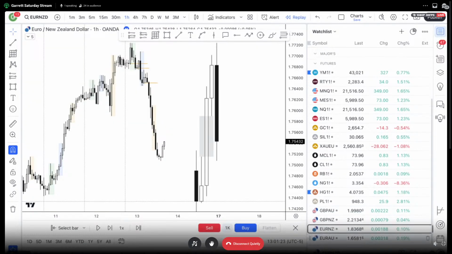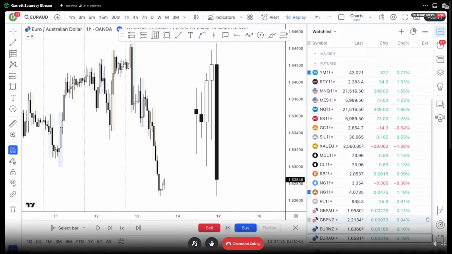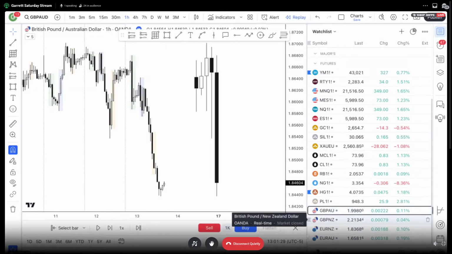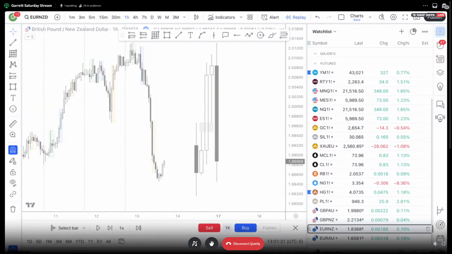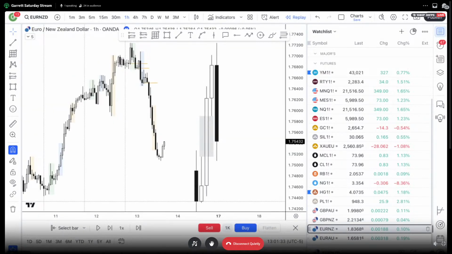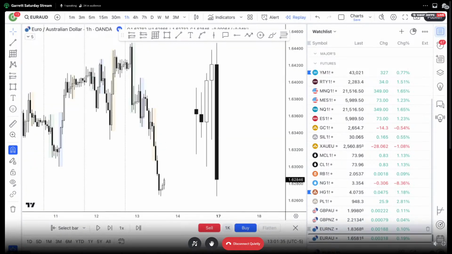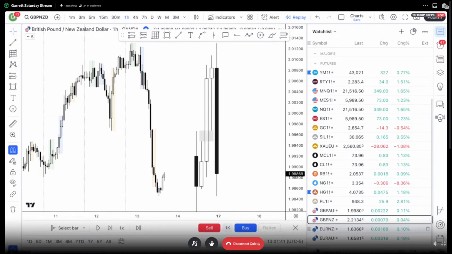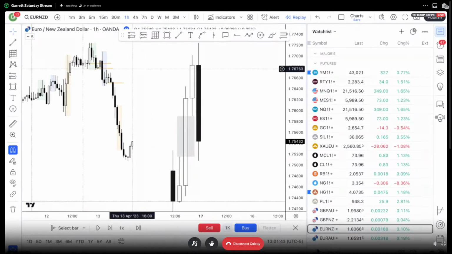Don't see any at first glance. Don't see there. Which asset was down? Okay. Let's go here. I don't see any really. GP and ZD. Yeah, I don't really see any.